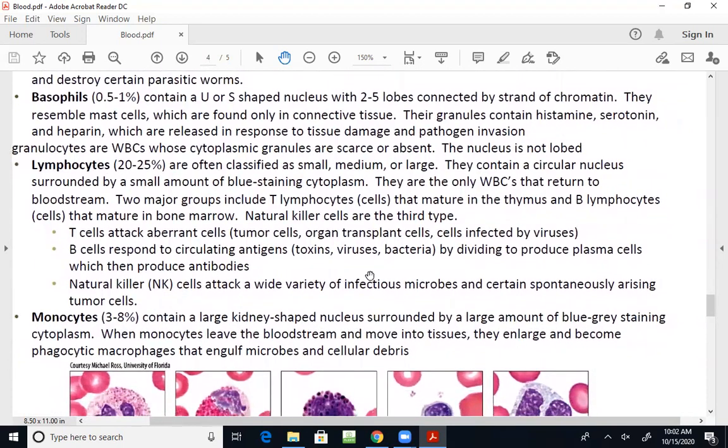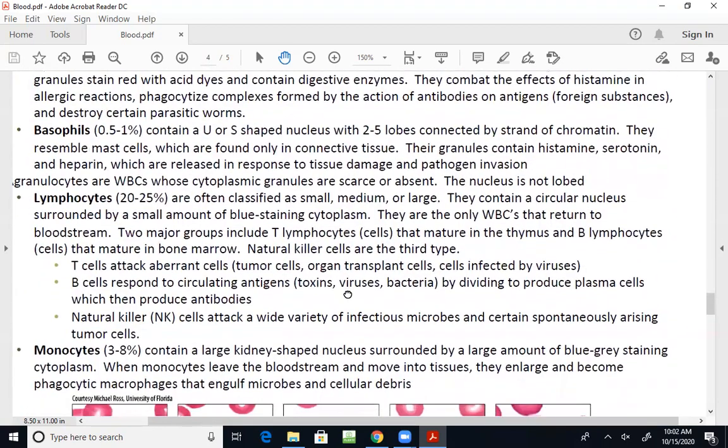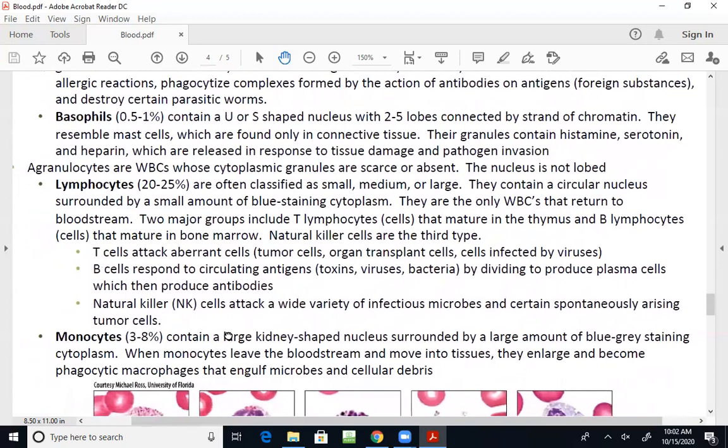Our final granulocyte are the basophils that are shown here in letter C. By far and away the least numerous of all of our white blood cells, only 0.5 to 1%, they contain a U or S-shaped nucleus with 2 to 5 lobes connected by strands of chromatin. They resemble mast cells, which are found only in connective tissue, and they have granules containing histamine, serotonin, and heparin, chemicals that are released in response to tissue damage and pathogen invasion.